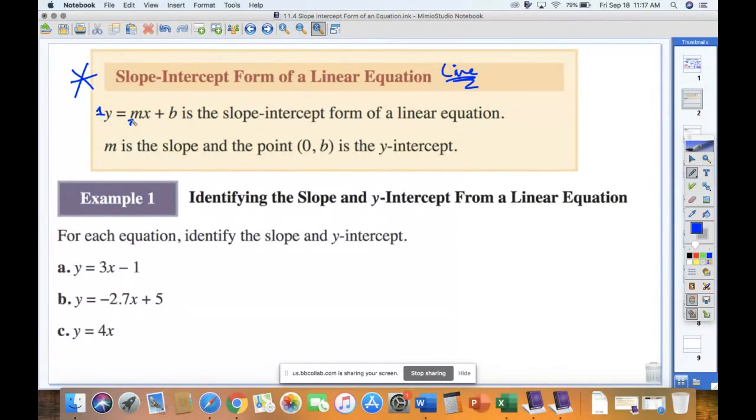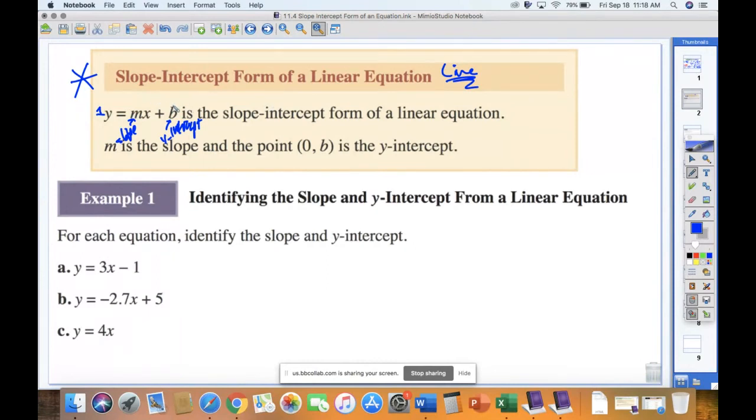M is the slope, and b is the y-intercept. This is called the slope-intercept form because it's slope-intercept. They don't complicate it with some funny name. It's not named after the person who created it. It's not Jerry's linear equation. It's slope-intercept form because it's going to deal with the slope and the intercept.